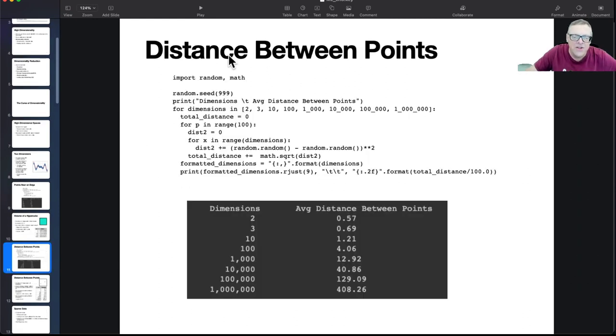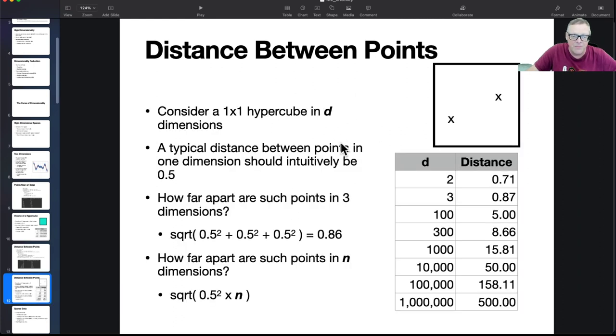Then you can consider the distance between two random points. Here's the average distance between random points. In two dimensions, they're 0.5 apart, as you might imagine. In three dimensions, it's about the same. But as the dimensionality goes up, the points get further and further apart. So even if you have a lot of points, you're not going to have dense tracing of anything else, because the average points are 400 units apart in all those dimensions. And so that means you've got a serious problem.